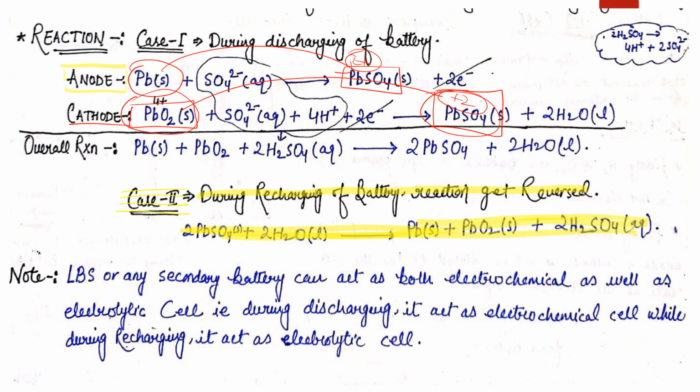Okay. Now, an important point about the lead storage battery is that it is a secondary battery. It means that it can act like an electrochemical cell as well as an electrolytic cell. It means it will act like an electrochemical cell when chemical energy is converted into electrical energy, that is during the discharging time, while it will act like an electrolytic cell during the charging time. So our lead storage battery can act like a primary cell as well as a secondary cell.